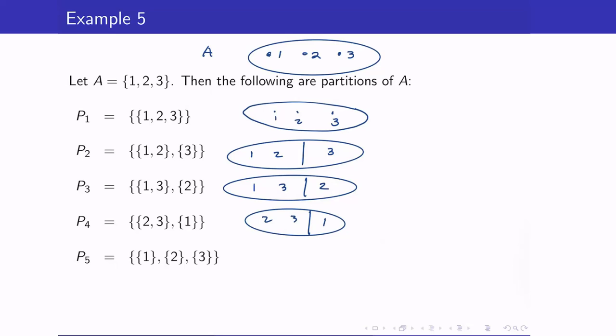And then for the last one, we divided it into subsets of A containing only one element. So we have {1}, {2}, and {3}. Okay, that is the visual representation of all of these partitions. So partition 1 has only one element. Partition 2, you divided the set A into two sets. Same thing for partitions 3 and 4. And then partition 5 divides the set into three sets.